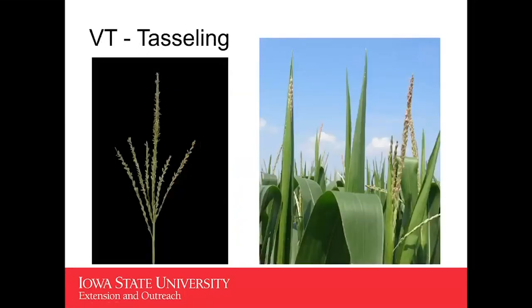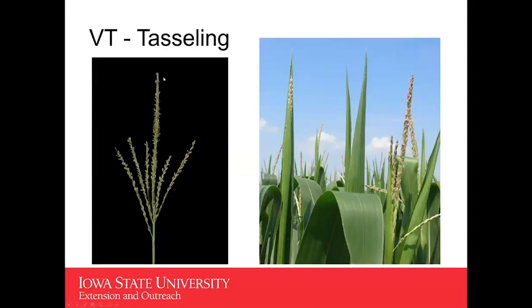Our last stage as far as corn development is concerned on the vegetative side is tasseling. We get to this stage when the last tassel branch is fully visible, okay? So there is at times when people see that the main tassel is out.